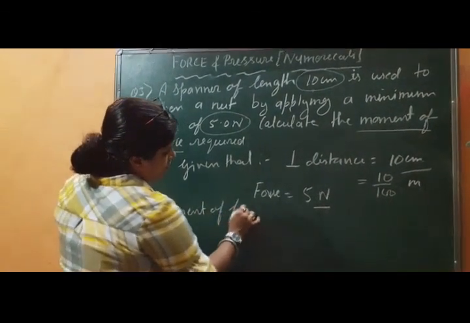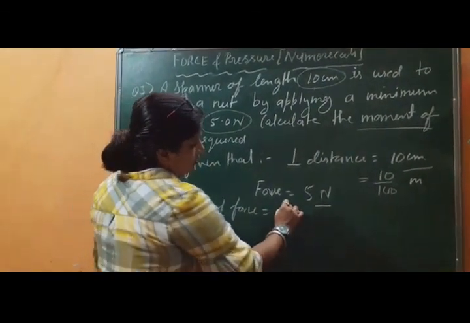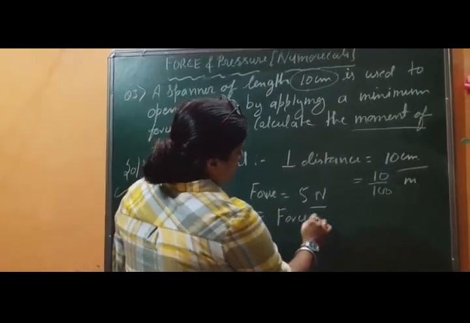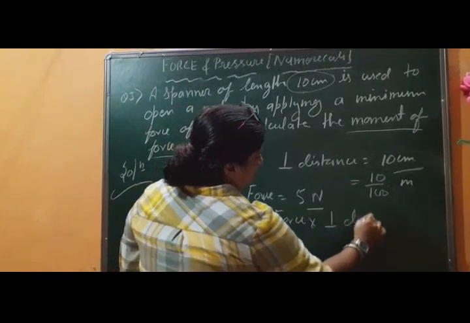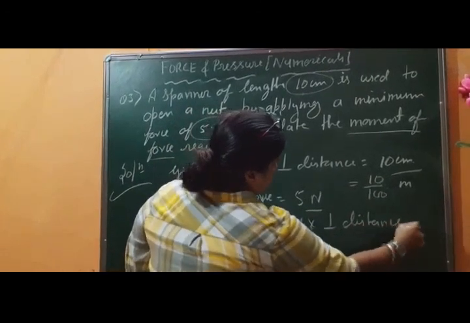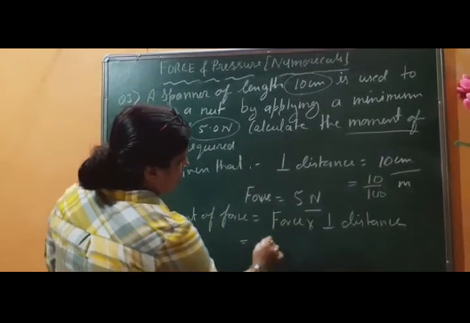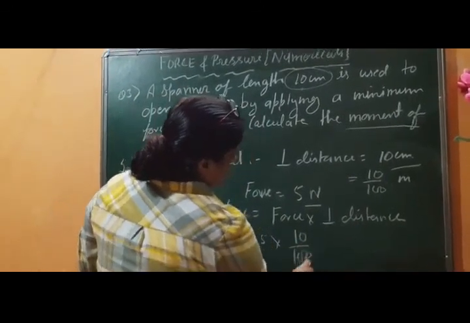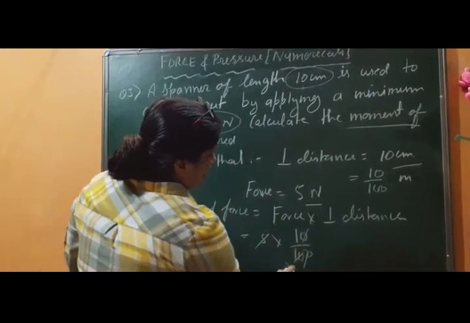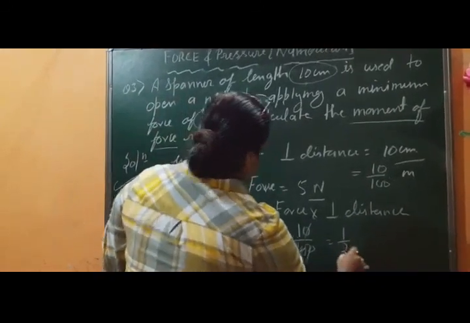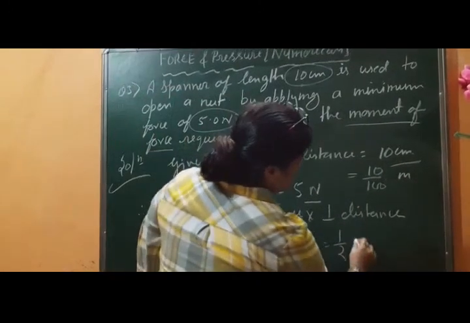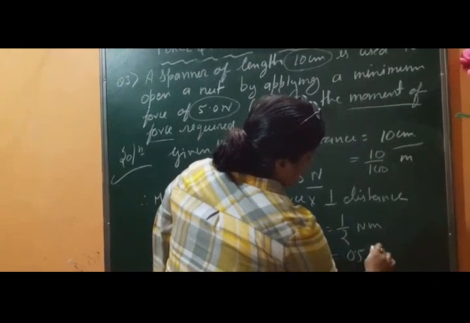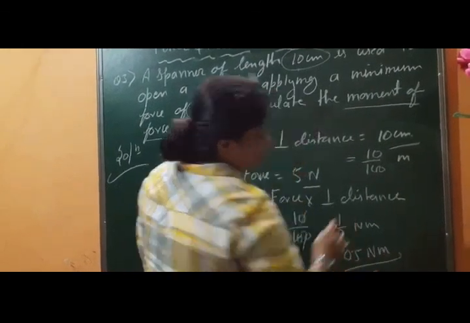is equal to, you must write down the formula because you will get step marking for that also. That is equal to force into perpendicular distance. Okay, so what is force? That is 5 Newton and perpendicular distance is 10 upon 100. Okay, so the zeros cancel and that is 1 by 2 Newton meter, or you may write it as 0.5 Newton meter, and this is your answer.